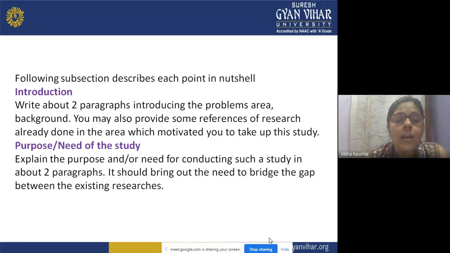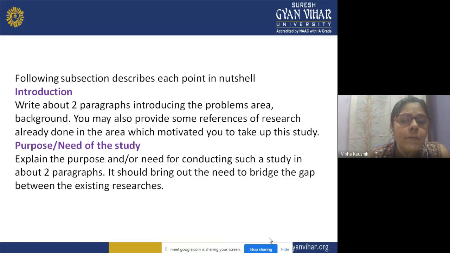Explain the purpose and or needs for conducting such a study in about two paragraphs. We have to define that these are the objectives, these are the purposes, these are the needs of the study, because of which I am conducting my research. You have to be clear as a researcher about your objectives. If you frame your objectives in a proper manner, then you will not face any problem in your action research. But if you have not framed your objectives properly, you will not be able to find the correct direction for conducting the research.